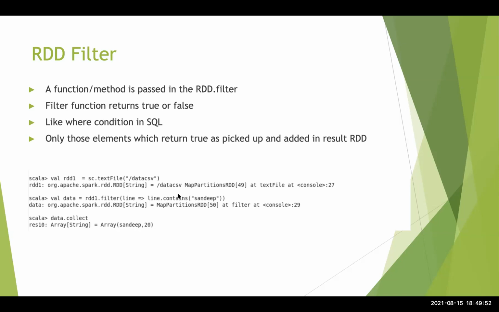This should return a Boolean because it's a filter function. Here I'm checking if the line contains RDD. If it becomes true, then that line becomes part of the new RDD, which is data. Then I'm collecting the data. Collect is another action. So I'm collecting the data, and it prints only the line where my name appears.